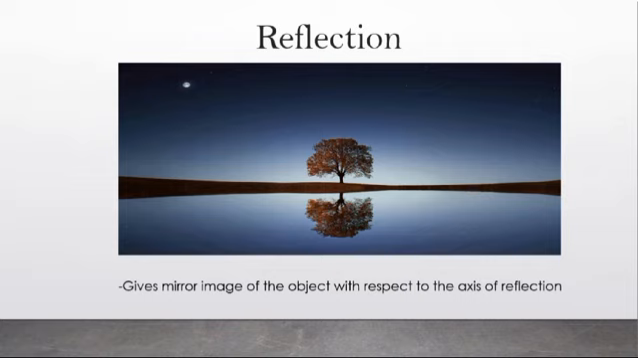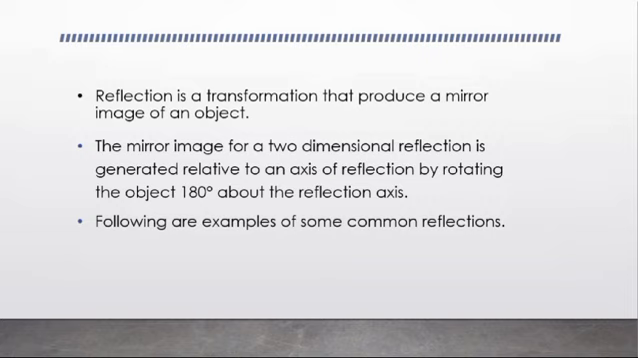In this figure, we can see that there is an axis between the tree and the river. We can see the reflected image of the tree in the river. Here, the reflection takes place with respect to the axis of reflection between the tree and the river. Reflection is a transformation that produces mirror image of an object.